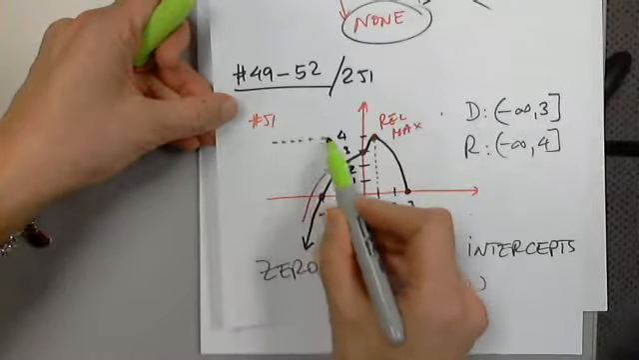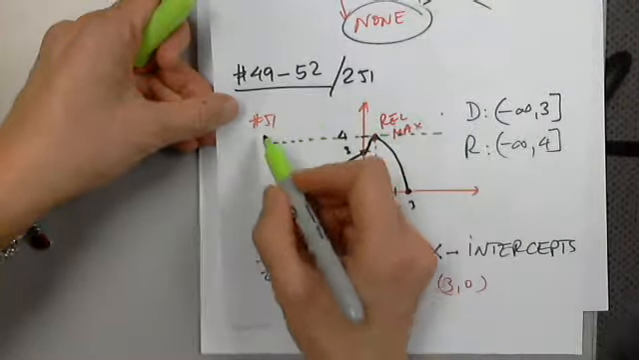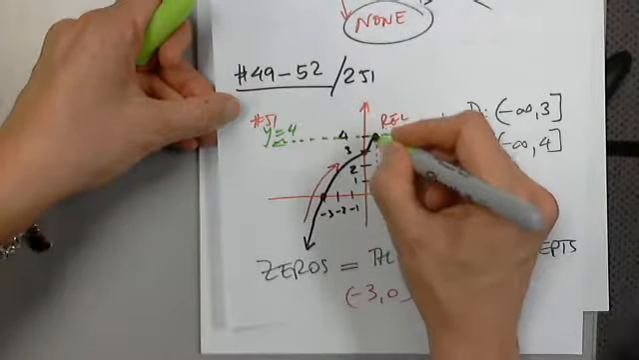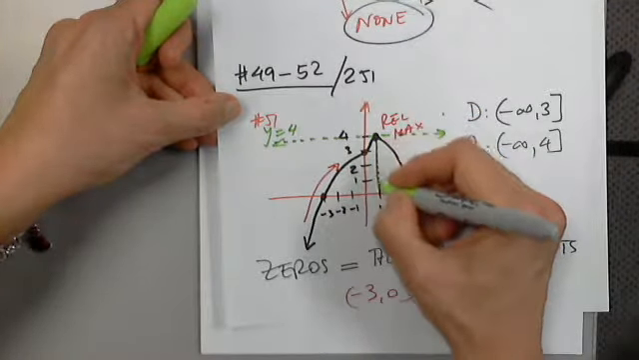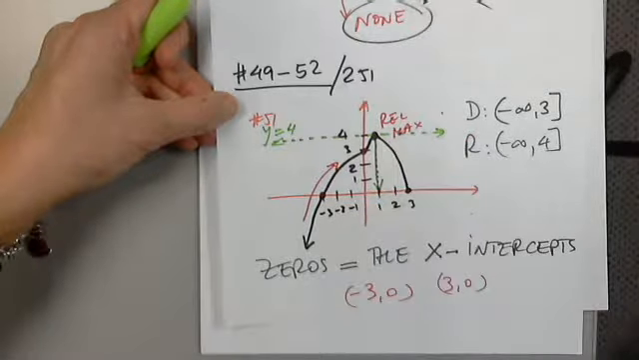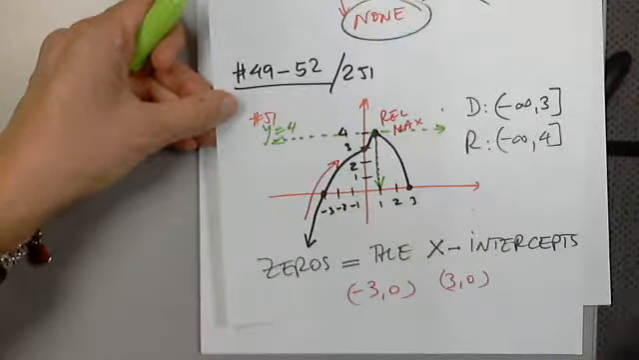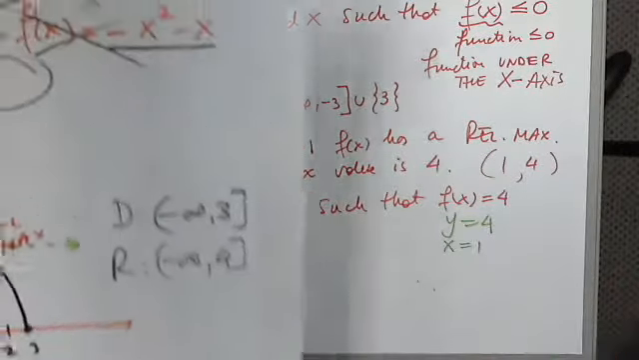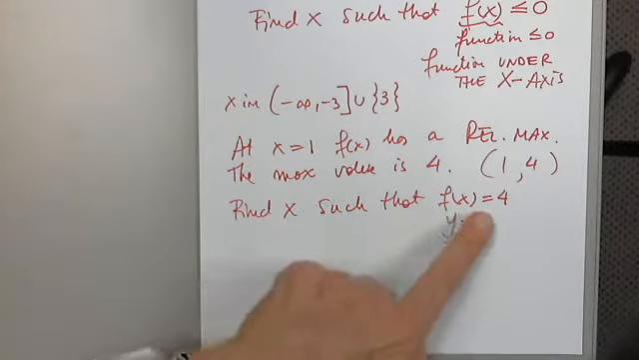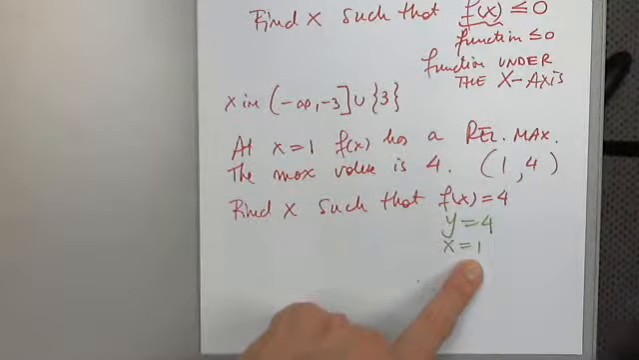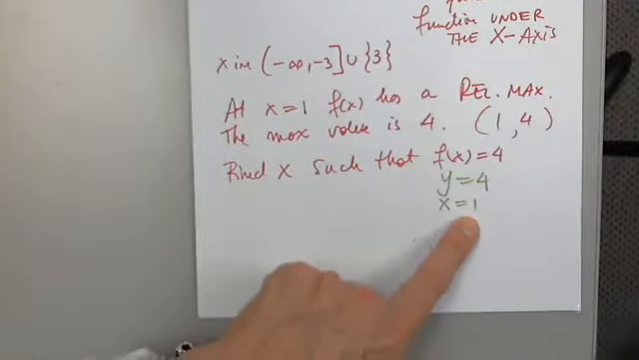I have to graph a horizontal line, which is y equals 4. It meets the graph in this point, and I have to read the corresponding x value, which is 1. So then x is 1. When f of x is 4, x is 1. Is that clear?